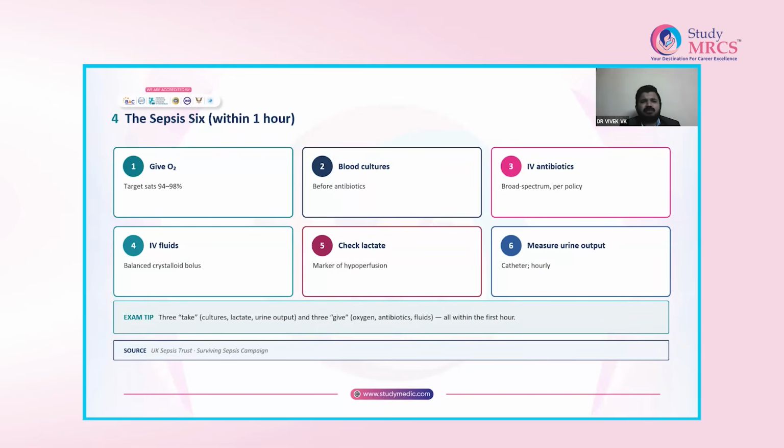So always remember, you have to take 3 parameters from the patient and you have to give 3 things to the patient. All should be given within the first hour. So what are the things you have to take from the patient? That's the blood culture. So always consider taking blood culture before starting any antibiotics. Second one is you are taking blood from the patient to check the blood lactate level. As I previously told, that is a marker of the hypoperfusion.